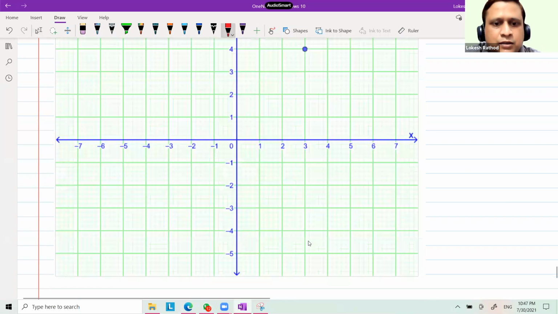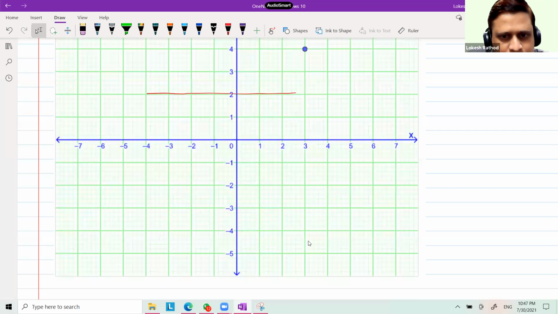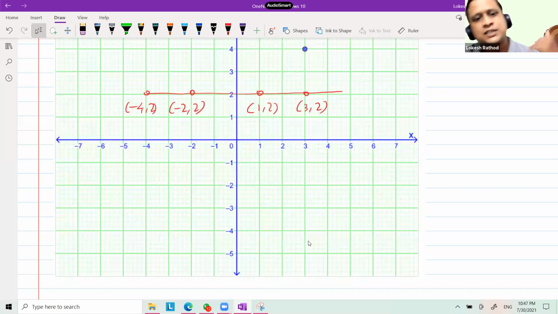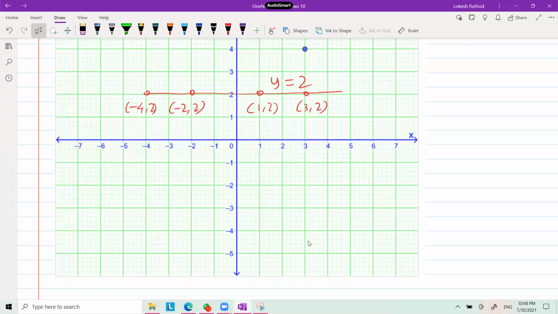There's the graph paper, right? I draw this line, right? This is parallel to the x-axis. What is the coordinate of this point? X coordinate 1, y coordinate 2. What is the coordinate of this point? X coordinate 3, y equal to 2. What is the coordinate of this point? X coordinate -2, y equal to 2. This point, x -4, y equal to 2. So all the points have y coordinate 2. So the equation of this line is y equal to 2. Are you getting this?